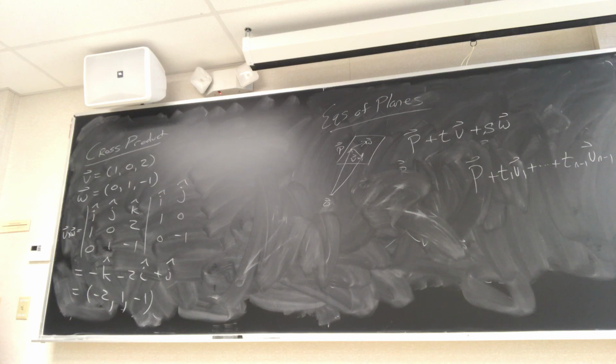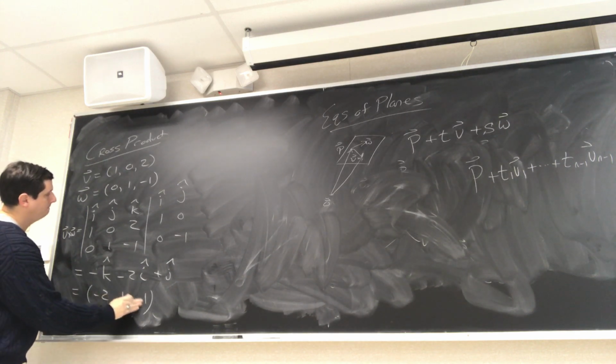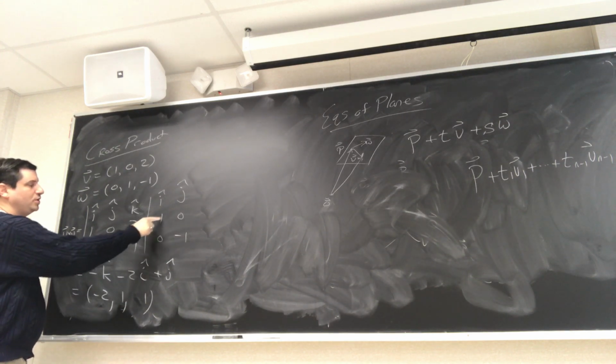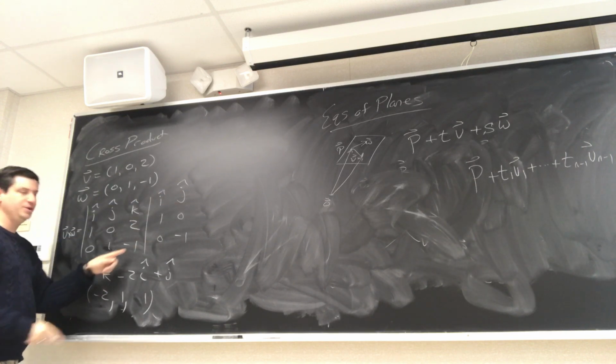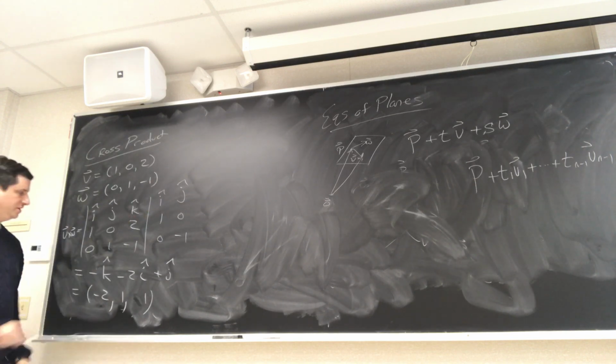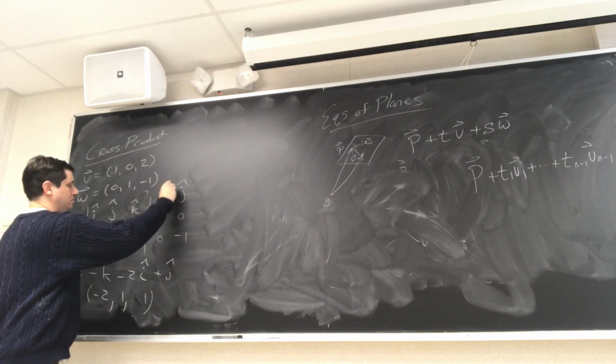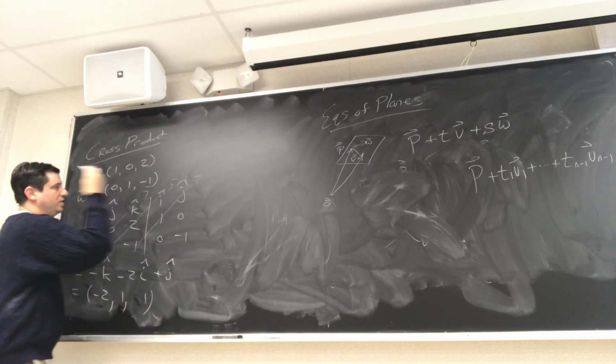Okay. Did we make a mistake? Oh, no, this one should be a plus 1, because it's minus 1 times 1. It's minus 1 j hat, but we have to put in the minus sign because we're doing the minus ones over here. So these 3 are with a minus sign.